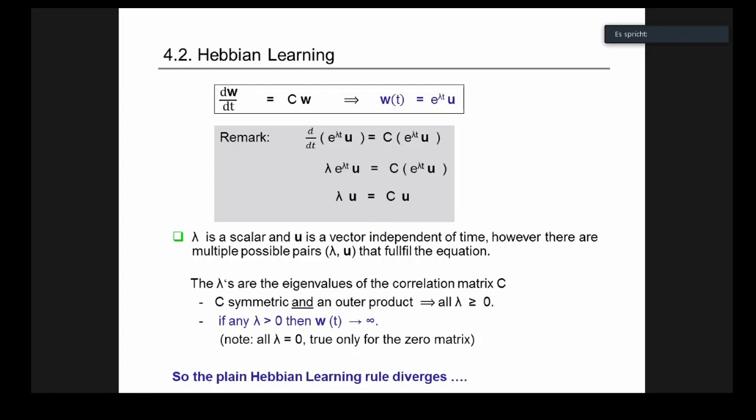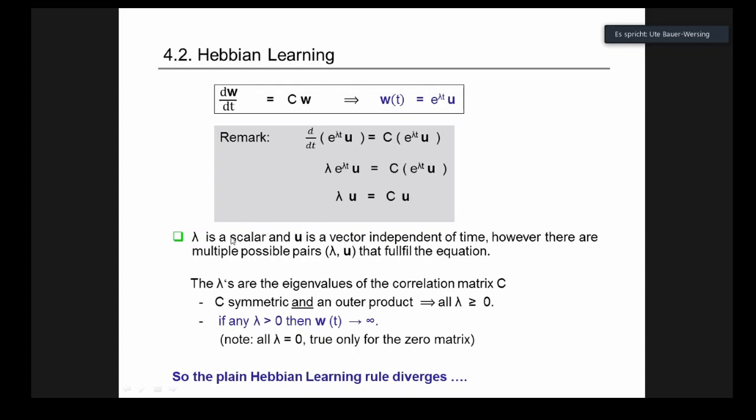Eigenvalues. That's an eigenvalue equation. Lambda is the eigenvalue, u is the eigenvector. So lambda is a scalar and u is a vector. They are independent of time. However, what we know is that C is the correlation matrix of the data, so it's a K by K matrix. We have several pairs of eigenvectors and eigenvalues that are solving this equation.